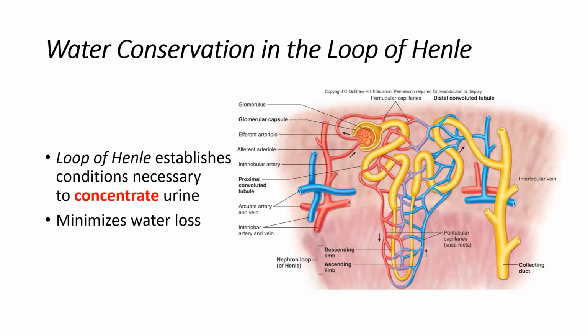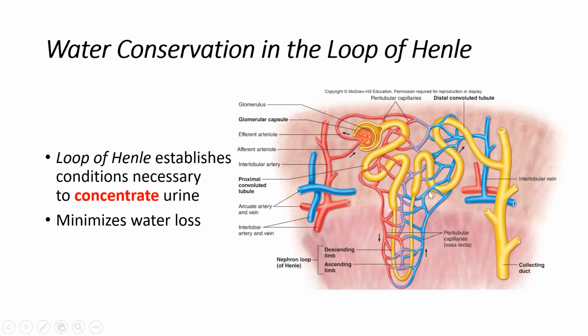Especially humans who live in areas where there's more of a desert environment, they are going to exhibit longer loops of Henle, which is going to facilitate that ability to conserve water and to concentrate the urine and minimize water loss.